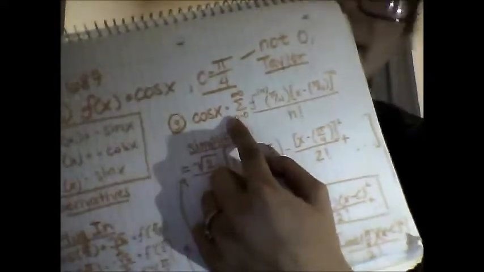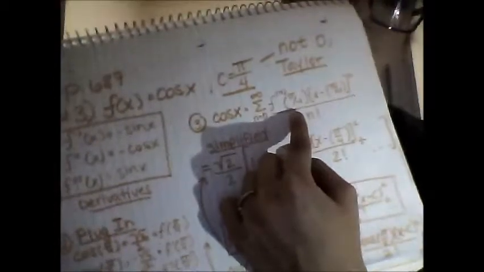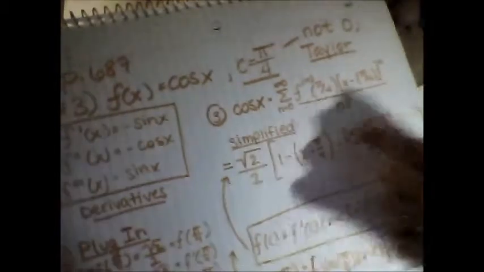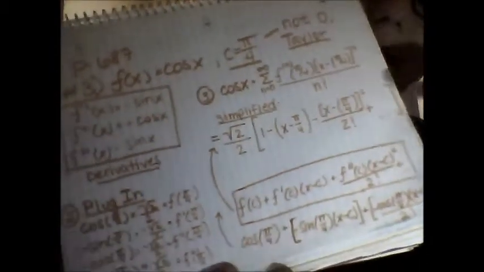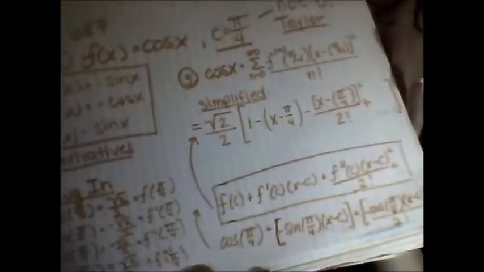So next step, part 3, was simplifying. What I did was I wrote out my equation. Cosine x is equal to f^(n)(c), c we know is pi over 4, times (x minus c), again pi over 4, raised to some n, over n factorial. Simplified, we'd get radical 2 times 1 minus (x minus pi over 4) minus (x minus pi over 4) squared over the factorial of 2.